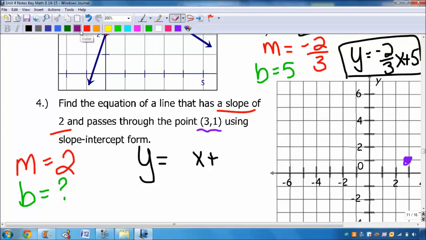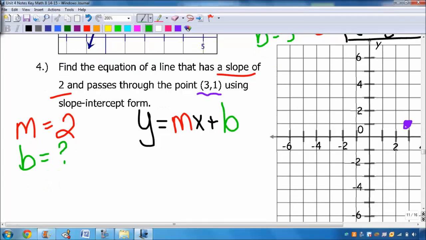So I'm going to color code this with the same colors we had before so you can kind of understand what's going on. So mx plus b. We know the slope. The slope is 2. So I'm going to plug in 2 for my slope. So y equals 2x plus b. All right, now right here, this 3 is your x coordinate.